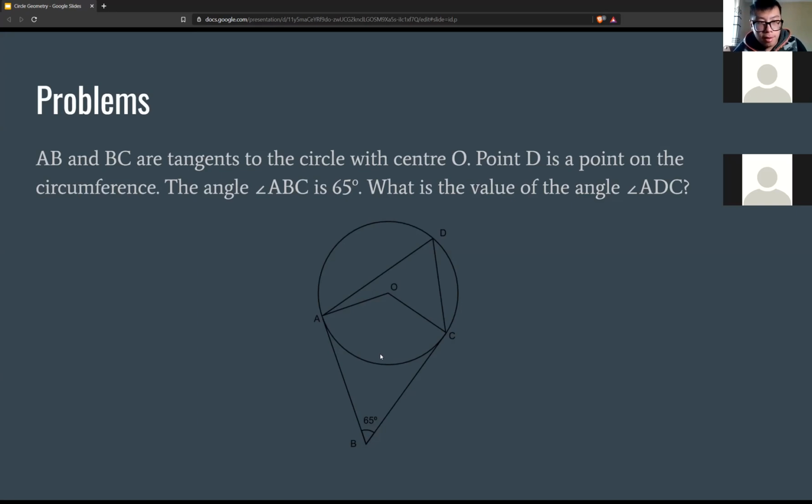Okay, so here we have AB and BC are tangents to the circle with center O. Point D right here is a point on the circumference, and it's outside this area right here. The angle of ABC is 65 degrees. What is the angle of ADC? So you're going to have to use a few theorems again. Remember, you have tangent lines. Here you have a Star Trek. ADCO is a Star Trek, or whatever you want to call it shape. It's a quadrilateral in mathematical terms.